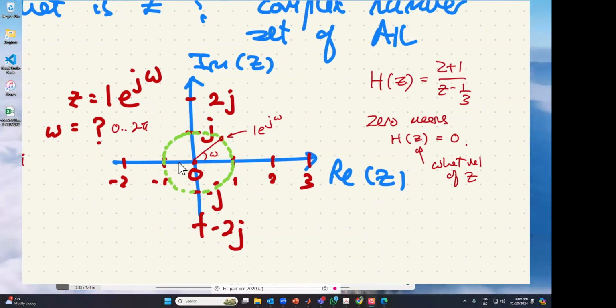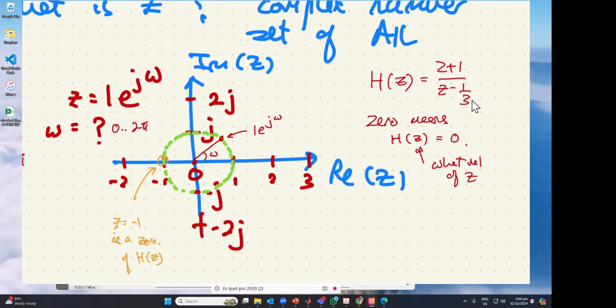So when z equals minus 1, where is z equals minus 1? This is the real axis of z. Minus 1 is here. We're going to draw a circle here. This circle is saying z equals minus 1 is a zero of H of z. If you really want to be pedantic, it is just at this point, when we substitute z equals minus 1, that H of z becomes 0.